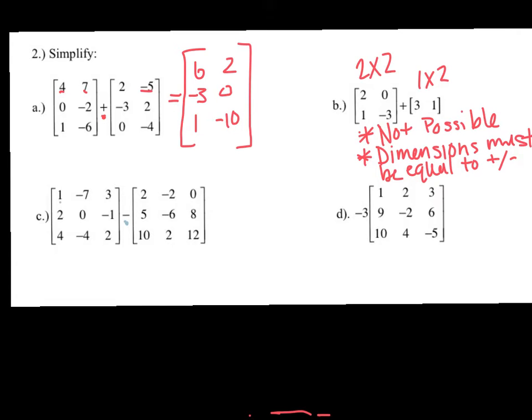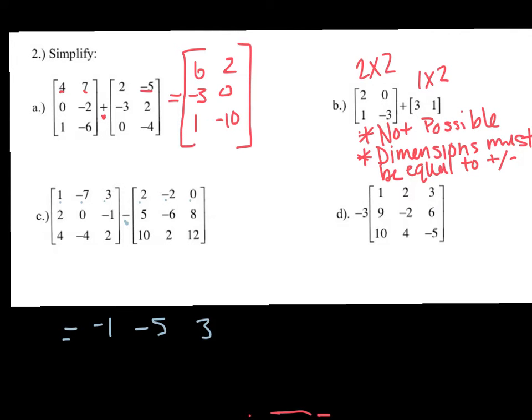So still go spot by spot. 1 and 2, -7 and -2, 3 and 0. Just be careful with your minus. So I'm going to write it just down here where I have a little more room. So 1 minus 2 gives me -1. -7 minus -2 becomes plus. So -5. 3 minus 0 is 3.